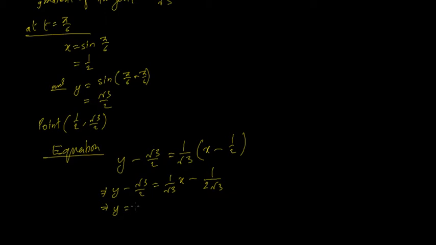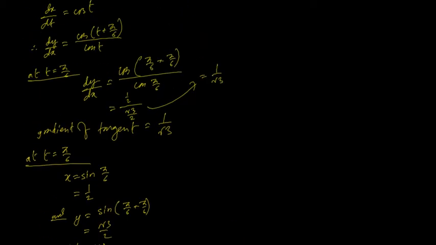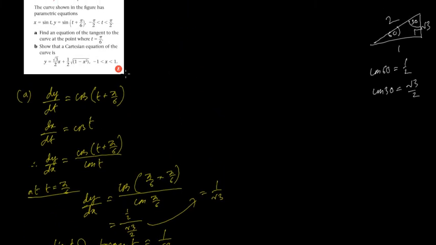We can write y equals 1 by square root of 3 x minus 1 by 2 square root of 3 plus square root of 3 by 2. It doesn't really matter at all. We can just leave the answer in this format. The next question is, we have to convert this into the Cartesian equation. So show that the Cartesian equation can be expressed as this.